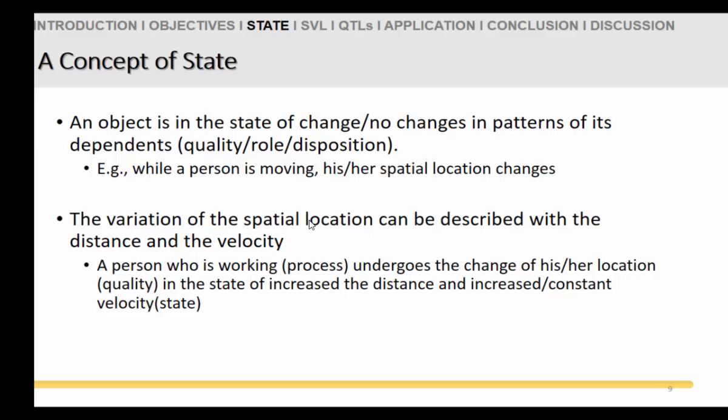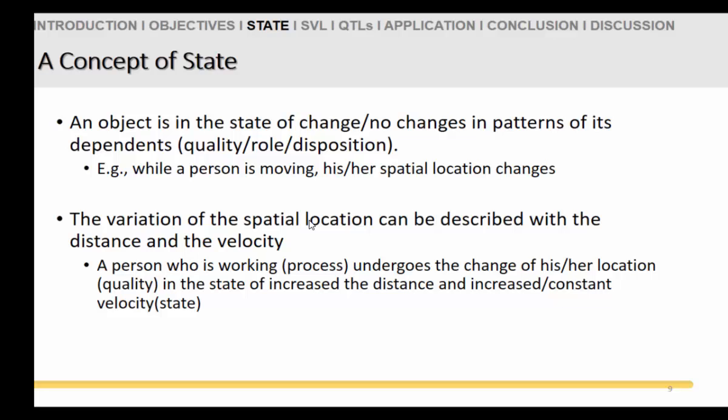So let's take a look at the state. An object is in the state of change or no change in the patterns of each dependent continuant, such as quality, role, and disposition. So for instance, while a person is moving, his or her spatial location changes. Obviously, the spatial location can be the longitude and latitude, like a coordinate system, or the distance or velocity and so forth. So the variation of spatial location can be described with the distance and the velocity.